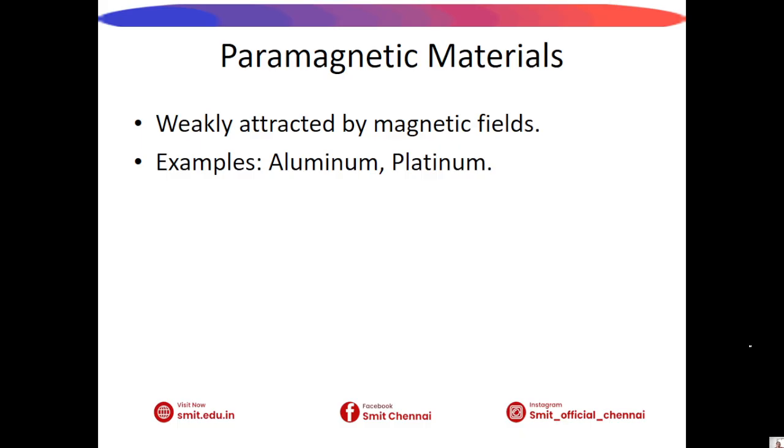Next, we see the paramagnetic materials. Paramagnetic materials are weakly attracted by magnetic fields. Their relative permeability is slightly greater than 1. Examples include aluminum and platinum. The magnetic effect is very small and disappears when the external magnetic field is removed.